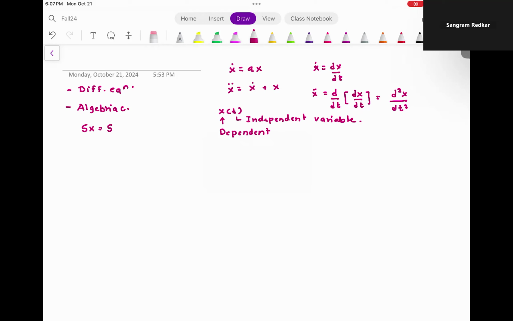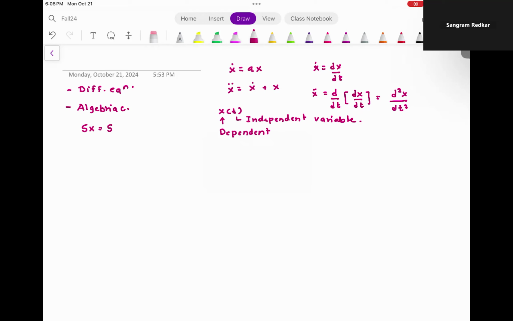In the case of an algebraic equation, we typically substitute constants. What it means is I can say 5x, x is equal to 0. On the left-hand side, I get 0, on the right-hand side I get 5, that is not the solution. If I substitute x is equal to 1, my left-hand side equals my right-hand side, so that is the solution. Everyone understood this?